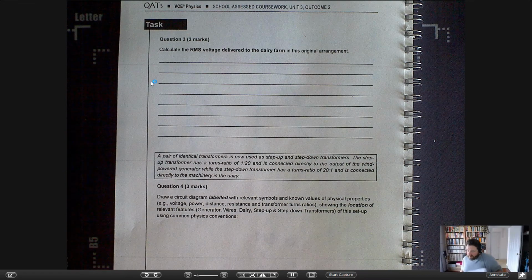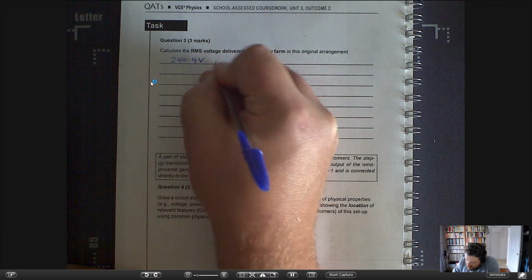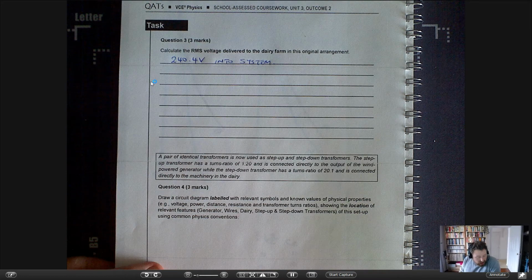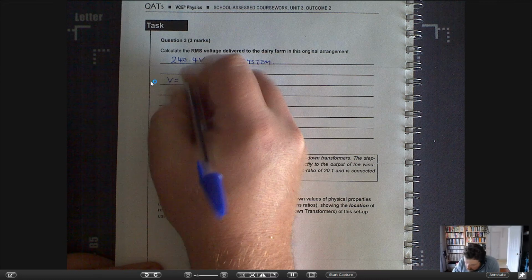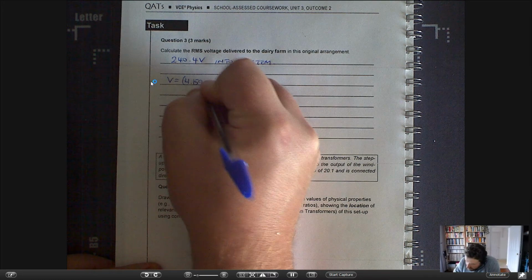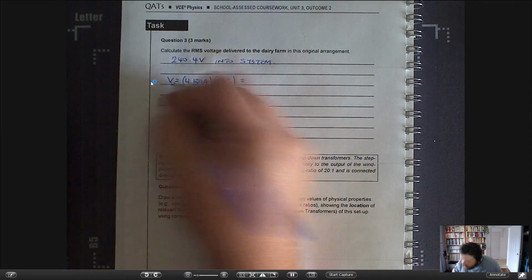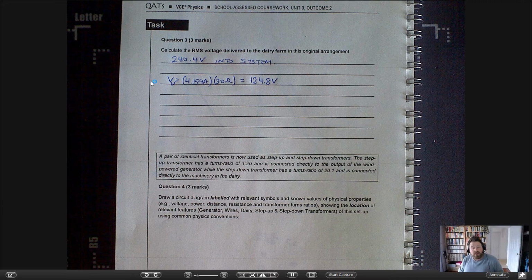Calculate the RMS voltage delivered to the dairy farm in this original arrangement. Well, that's fairly straightforward. We started with 240.4 volts in, so going into the system from the generator. We can work out how much we're going to lose on that resistor by just using V equals IR. So V equals 4.159 amps times 30 ohms, V_W, V wires. We get 124.8 volts lost on those wires.